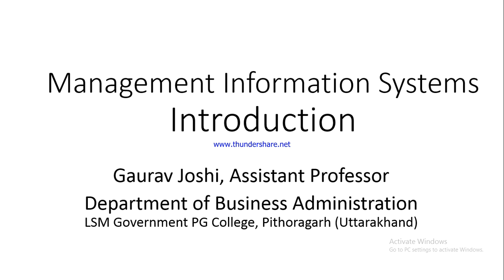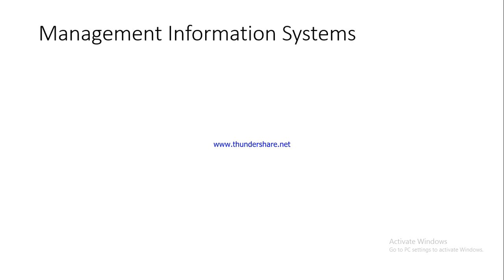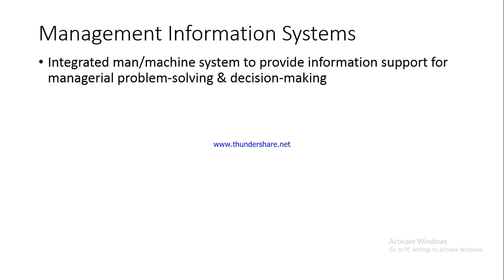Fine. So let us move over to the first unit, which is basically the introductory part, and let us understand what management information systems are. See, management information systems are integrated man-machine systems. Now let us try and understand what we mean by this. Basically, a management information system comprises both man as well as machines, which means there would be involvement of people also, and there would be involvement of machines also.